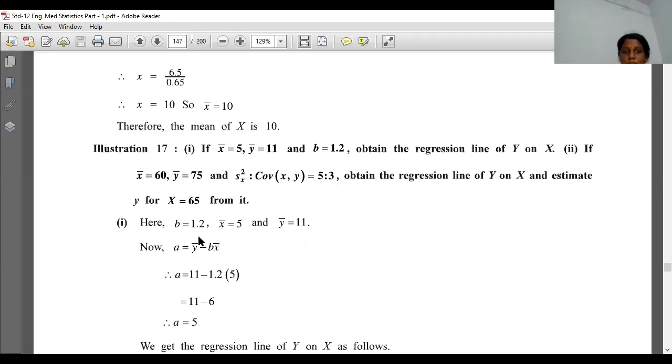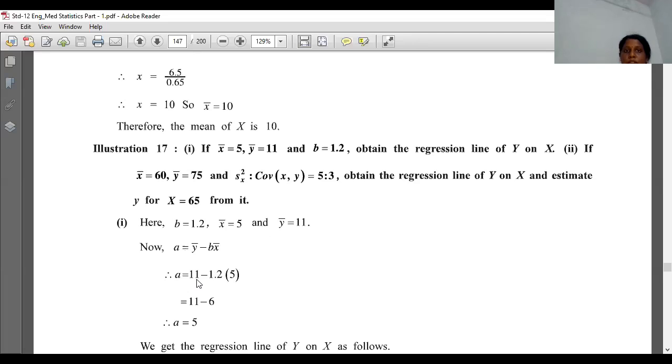Now first is x bar equal to 5, y bar equal to 11 and b equal to 1.2. Now see, b, x bar and y bar is given. Now we will take a. Our first step was to find mean. Here mean is already given, so no need of finding the first step. Second step is to find b, here b is given, so no need of finding b. Our third step is to find a. So formula of a is y bar minus b x bar.